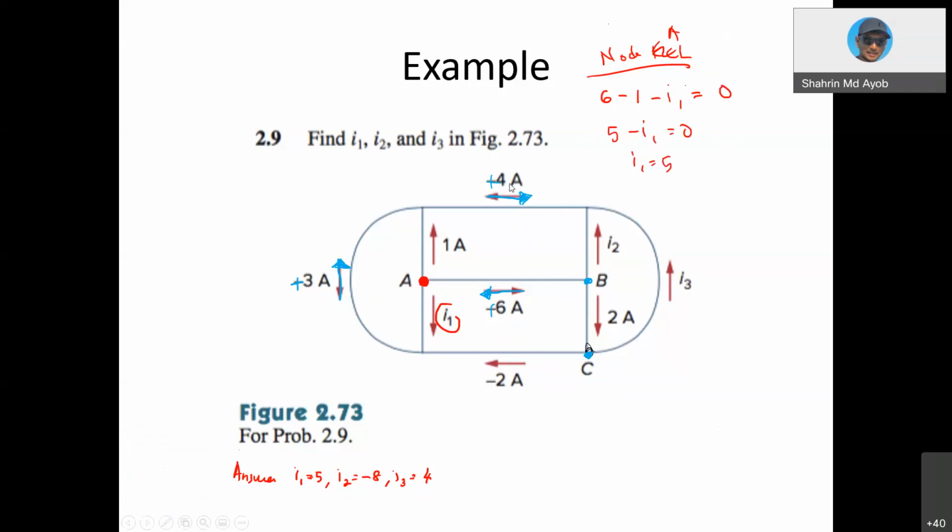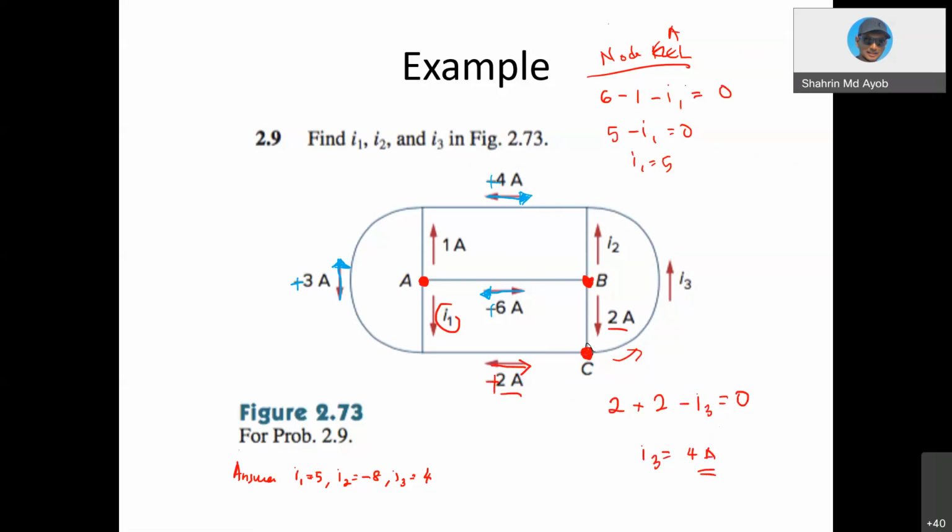Okay, and then if you want to confirm again, let's proceed with node B. So I think no problem with this one. Okay, node C. So this one should be this direction, so this one positive. Okay, so all the current entering, so you have 2 plus 2, these 2 plus these 2. And then the current out is I3, so negative I3. So you have the same answer, 4 ampere.